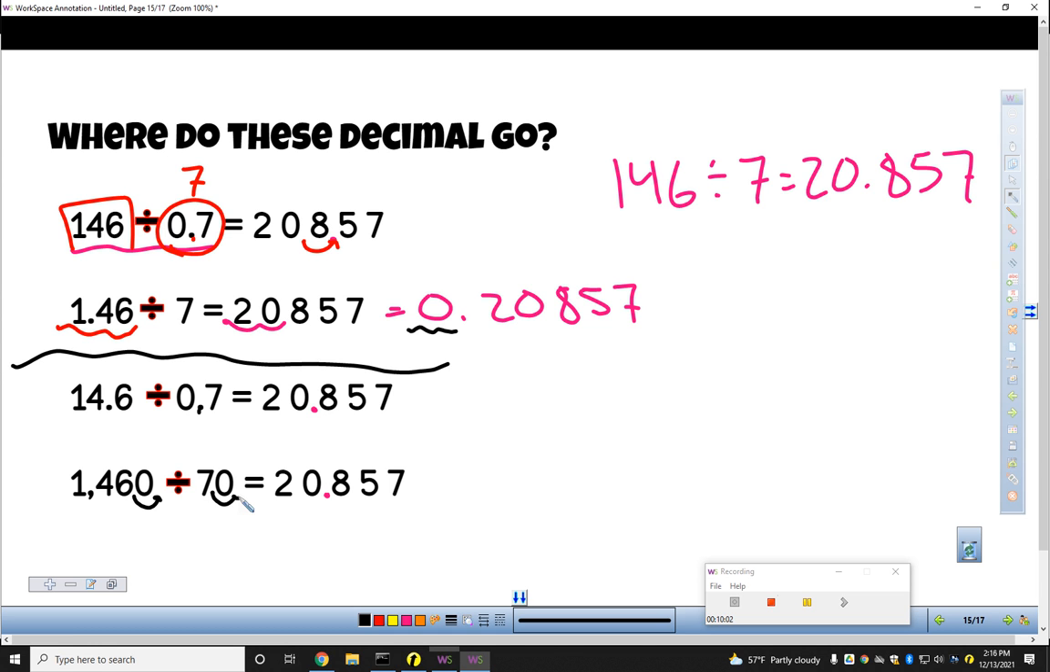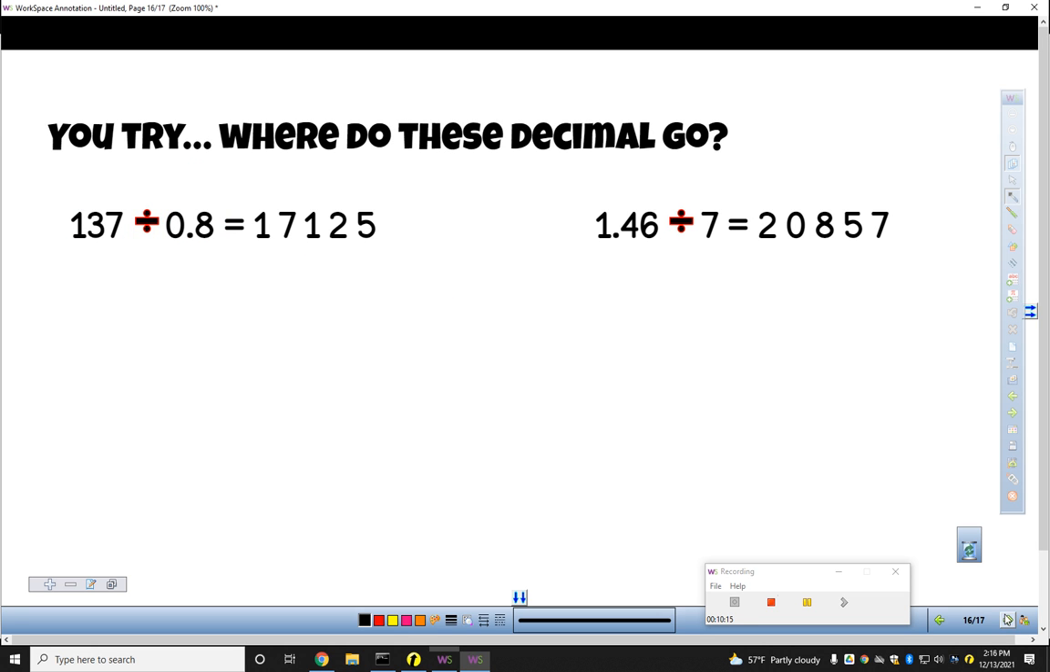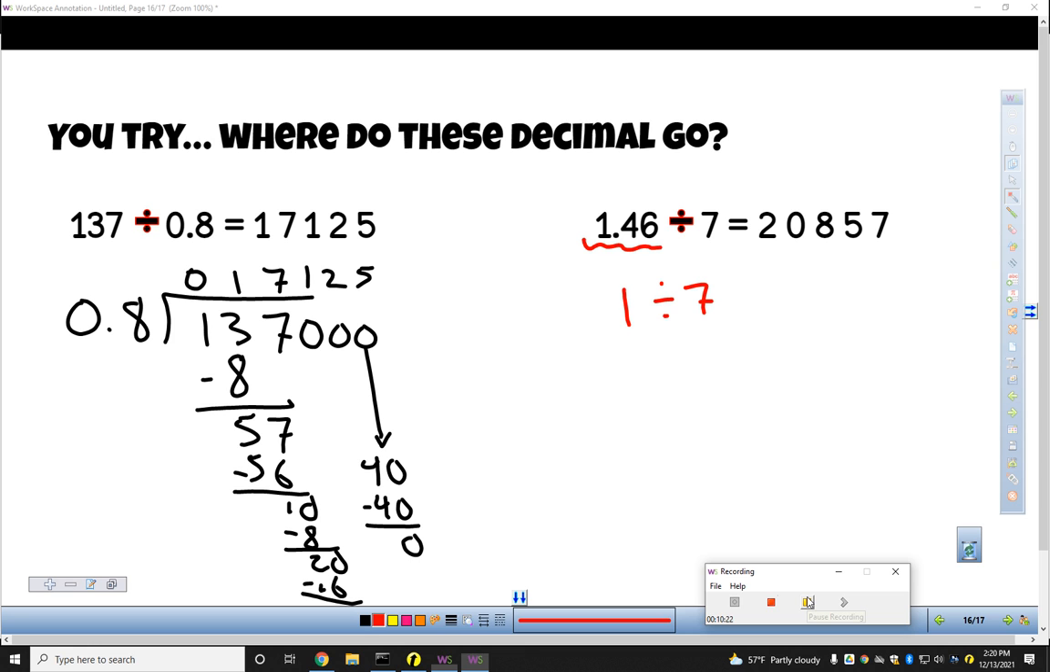Okay. And then here we are on this last slide. Again, I would pause it and try this on your own. All right. I'm going to start with the problem on the right. 1 and 46/100 divided by 7, right? If I round these and estimate it, I got a problem of 1 divided by 7. The dividend is smaller than the divisor, so my answer is going to be less than 1 whole, right? Very small here.